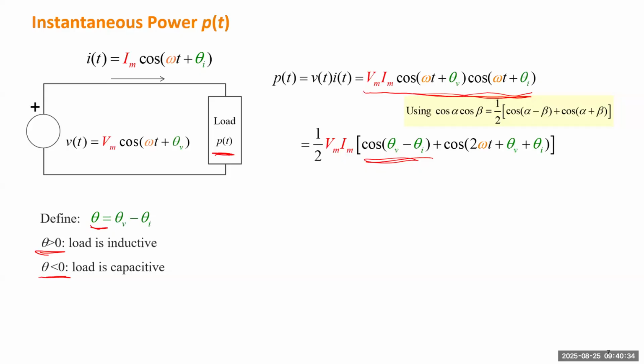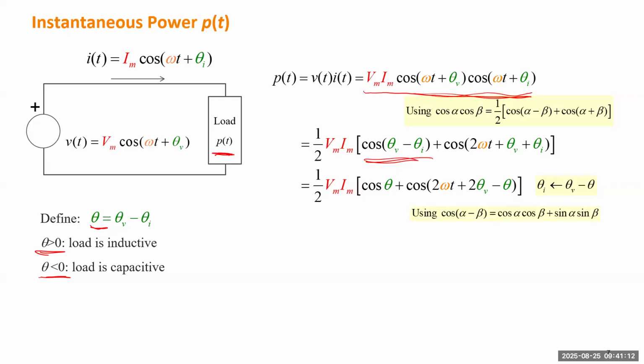So next we want to deal with this one. Here we can use another formula. First, let's just get rid of theta i. We have three angles: theta v, theta i, and theta. So we only need to keep theta and theta v. We just replace theta i by theta v minus theta, and we'll have this expression.